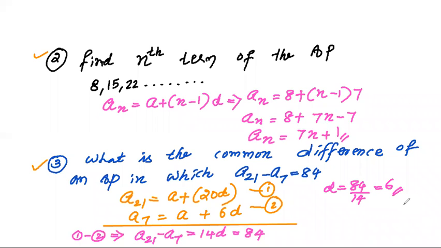It's an easy question. If you know the formula of an, that is an is equal to a plus n minus 1 into d, then this is a very easy question. All these questions we are doing for getting the exact concept of the formula. So try to understand question number 3 also.